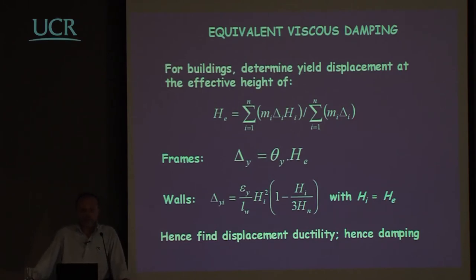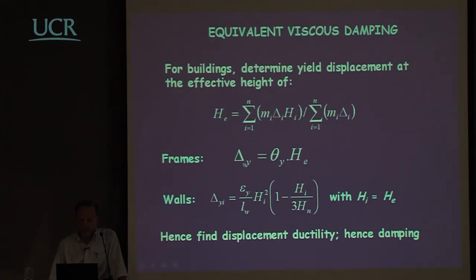To define the equivalent viscous damping, as usual, we simply need to calculate what the displacement at the design situation will be, what the yield displacement will be, and calculate the ratio of these two values to have an estimation of the ductility, and as a function of the ductility obtain the equivalent viscous damping. So this is the expression for the calculation of the equivalent height.